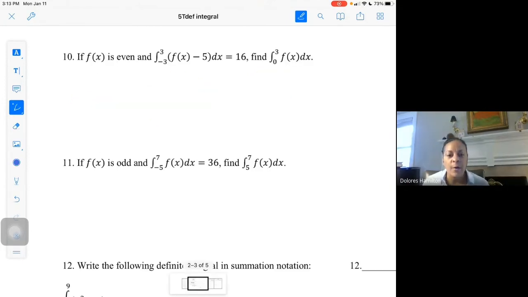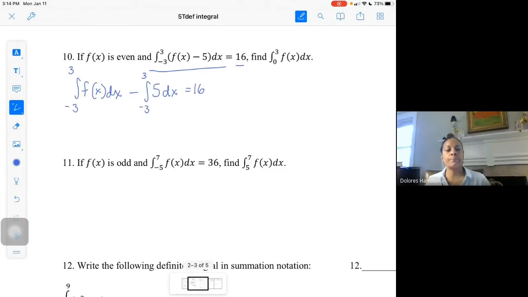So let's look at question 10. 10 is asking, if our function is even, and we know this to be true, this is 16, what would the integral from 0 to 3 be? So let's try and work this out. We'll first start by separating, and we get this. Now, like the previous problem, I can look at that second integral, and I know that that's asking me what the definite integral is from negative 3 to 3 of the function 5.